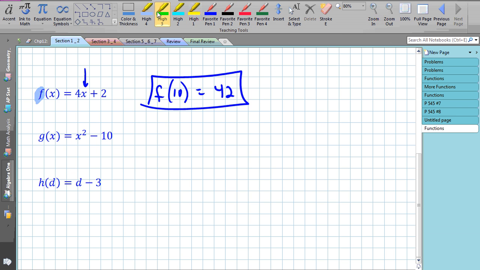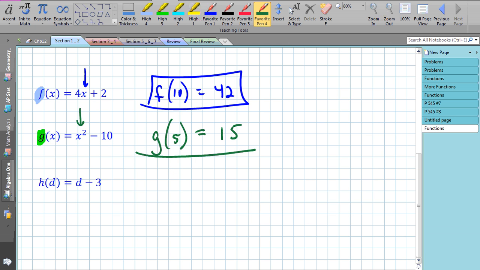So here is a different function. This one is not named f, it's named g. So if I wanted to find g of 5, for example, I'd plug 5 into here. Well, that's 25 minus 10. That would be 15.